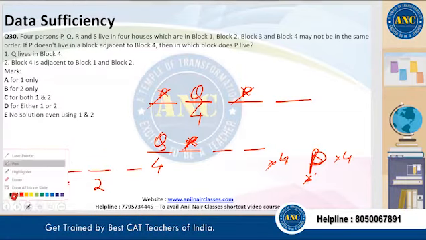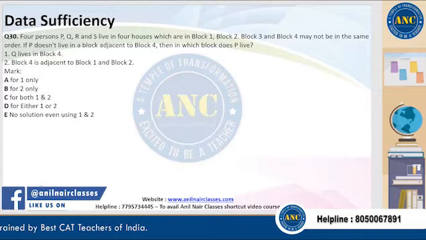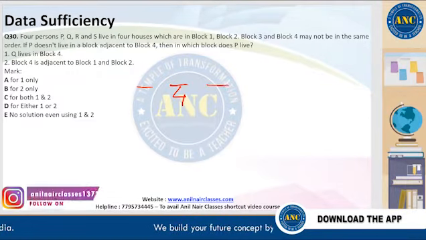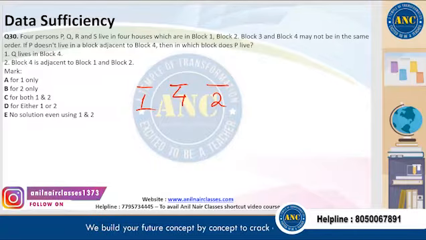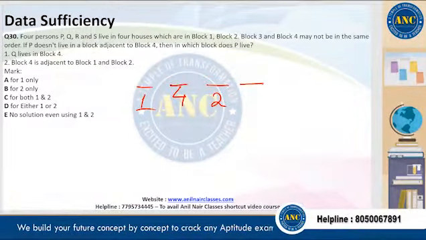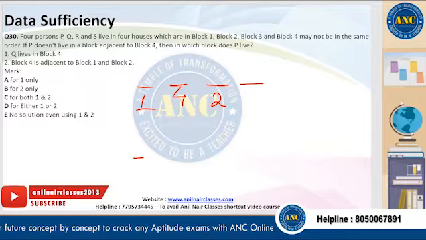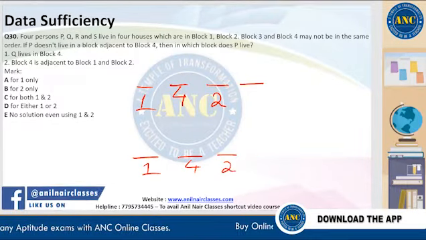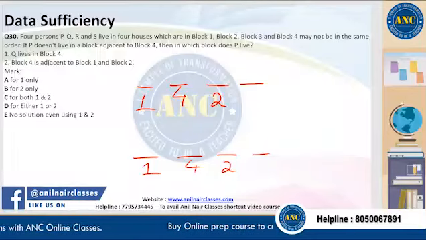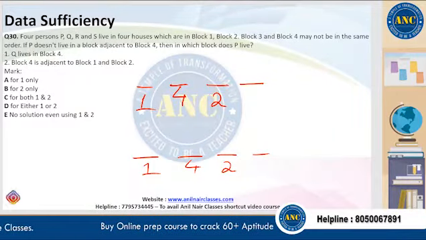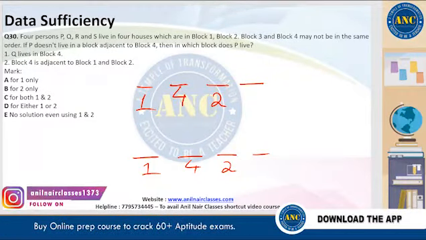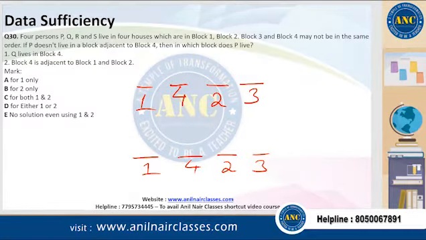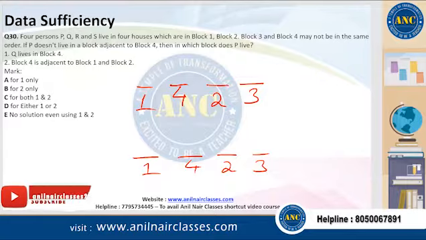So let me rewrite this statement. Let me make it a little clear, right? Statement 2, right? Block 4 is adjacent to block 1 and block 2. It does not matter the order, and there will be one block here or here, it does not matter, you map it, right? Block 4 is adjacent to block 1 and block 2, and we know that P does not live in block 4. So that means, let's say this block is 3. So which block do you assume that P lives in? Can I say now P lives in block number 3?